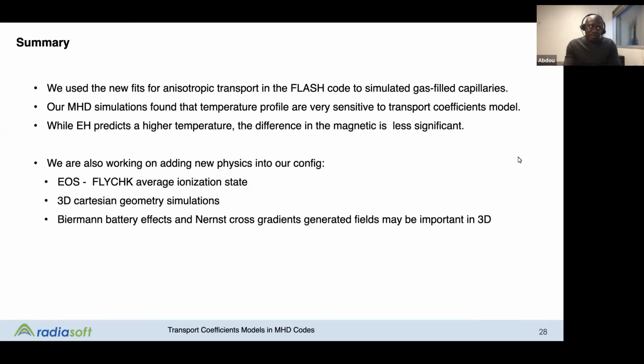For our simulation so far, we haven't addressed the 2D. We haven't looked into the Biermann battery effects and the cross gradient. These are terms in the induction equation, and they can result in additional magnetic fields in the plasma. For our configuration, we think they may not have an impact, but for 3D geometry, they may. So these are something that we are thinking of looking into in the future.